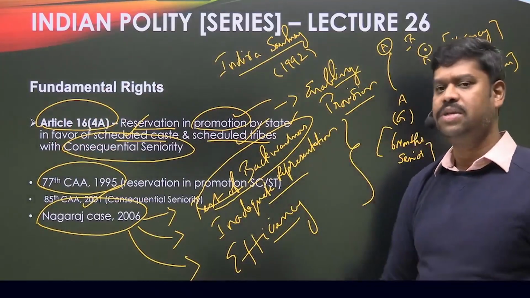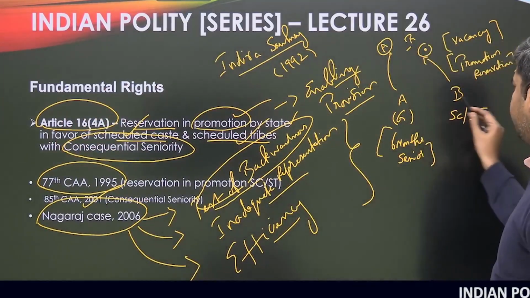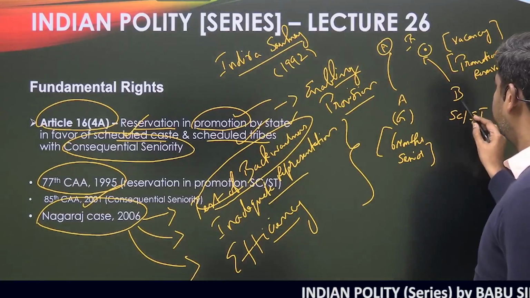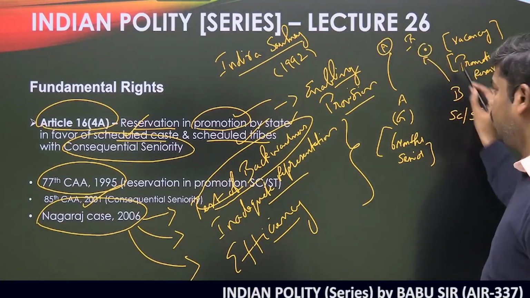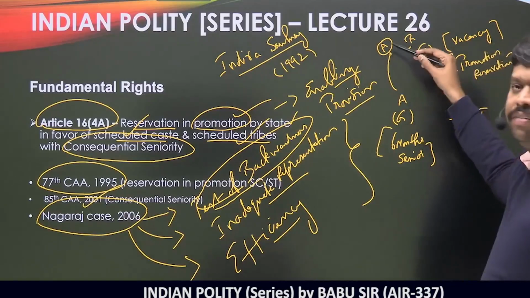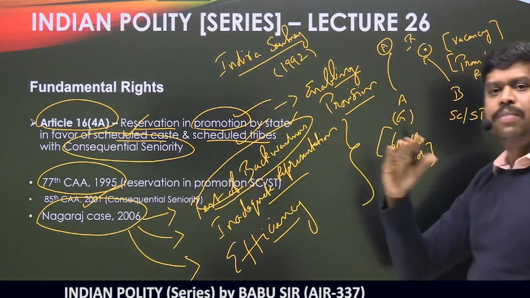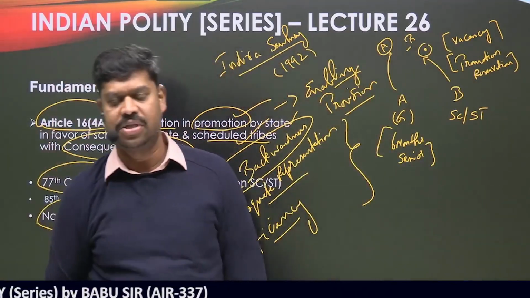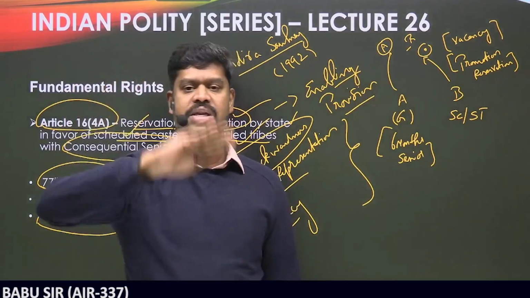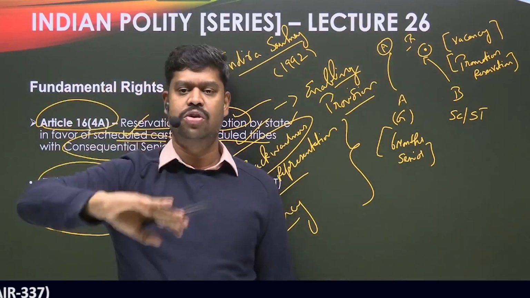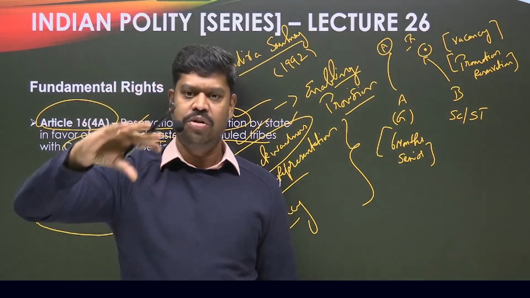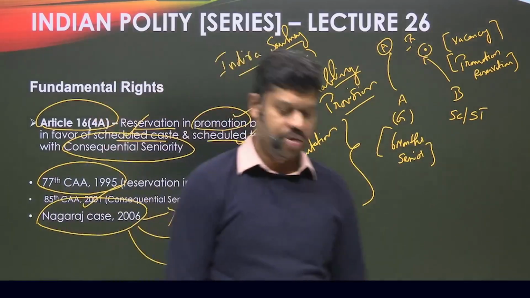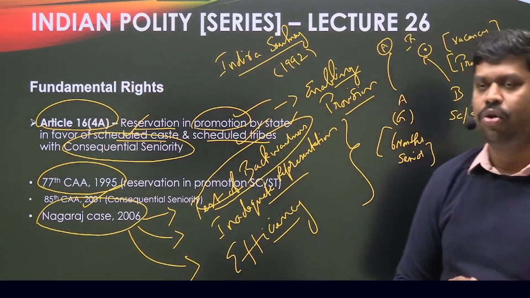Now, what is the principle of consequential seniority? A and B are in the same rank, but A joined the service first, B joined later. But because of reservation in promotion, B gets promoted first. Although he is junior, B gets promoted first. And then after some time, A also gets promoted. Although A may get promoted, B would still continue to be the senior because B got promoted to the senior position first. So B would continue to be the senior of A, and that is as a result of what is called consequential seniority. That means as a consequence of reservation in promotion, B will retain the seniority. That is basically consequential seniority. I'm sure that it is quite clear to all of you.